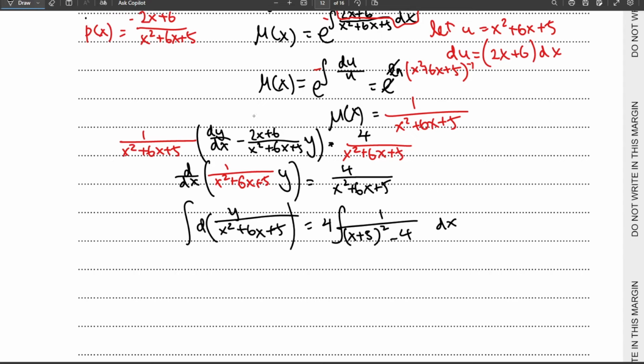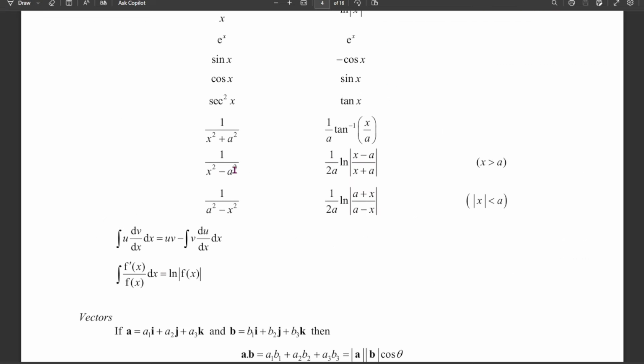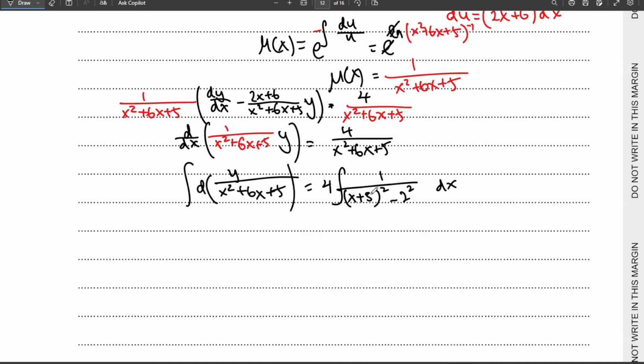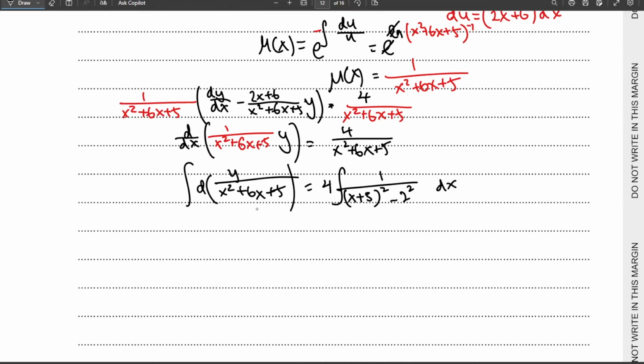So like that, and this 4 I'll make into a 2 squared so that we can do some integration tricks. If we notice here, this integrand is in the form of this one, x squared minus a squared. Our x in this case is x plus 3, and the a squared is 2 squared. So we can use this formula to complete our integration. So the x becomes x plus 3 and a becomes 2.